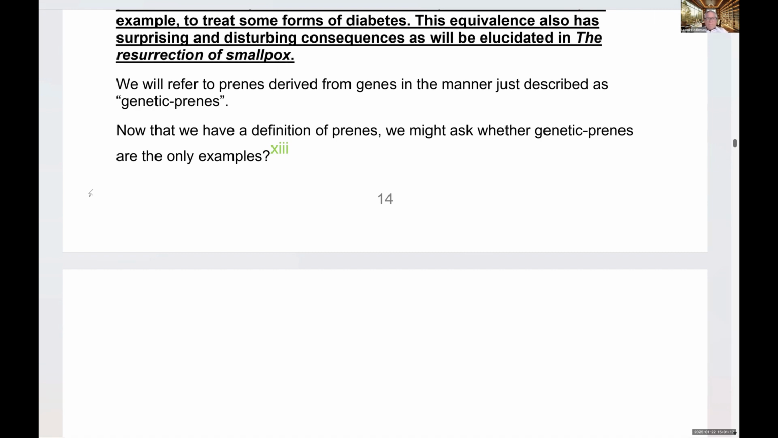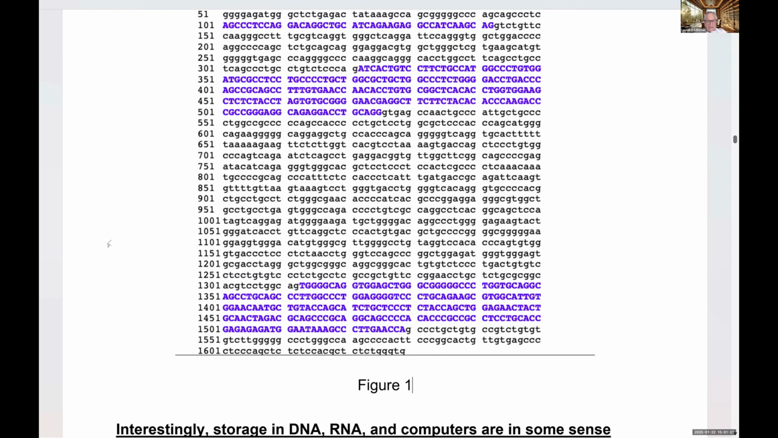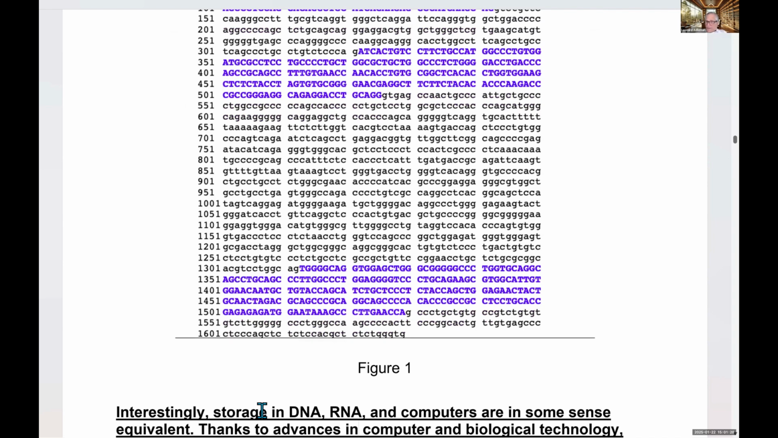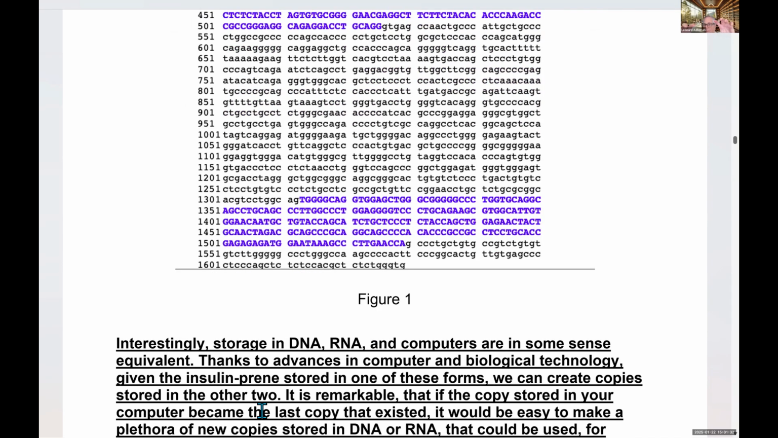Okay, so look, given that any copy, in the sense of preen theory, of the insulin preen, I can make a new copy in the other two forms, right? As long as I have one copy. So it doesn't really matter whether it's being stored in DNA or RNA or computers, because given one copy stored in either of those fashions, you can create the others stored in the other two fashions. You follow? I hope so, because it's an important point.